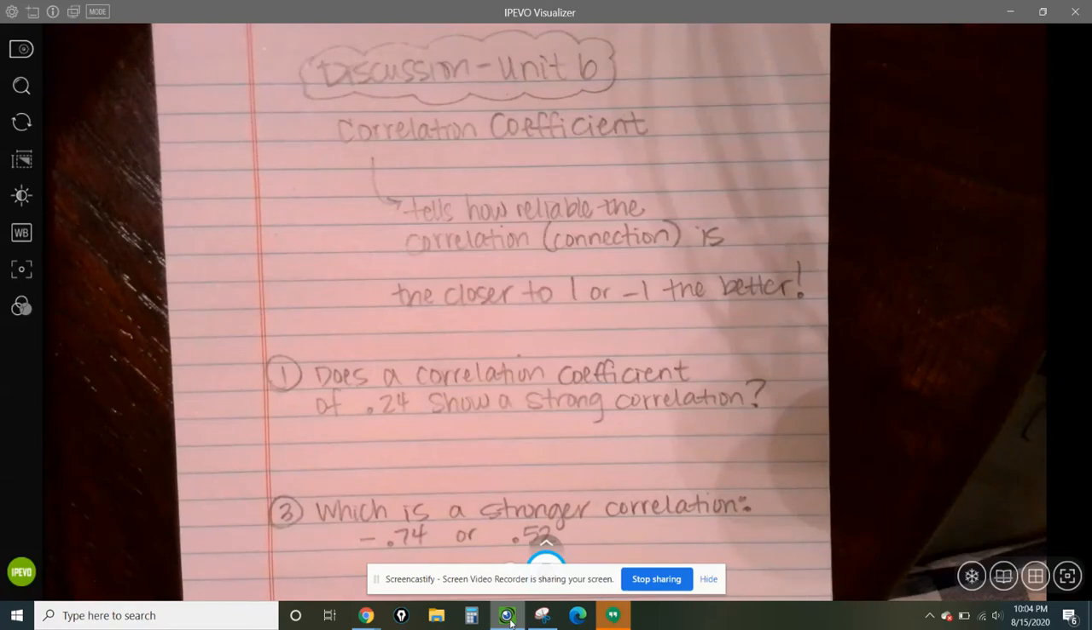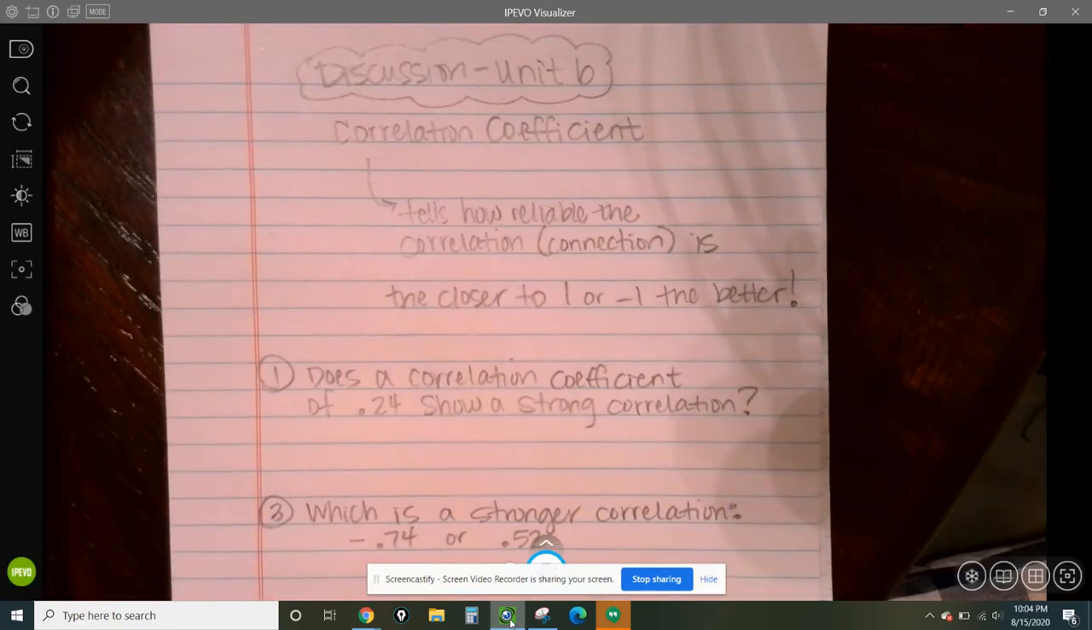Hi guys, this video is to help you with the discussion for Unit 6. So I suggest that you grab a piece of paper right now and do this page of notes with me, and then use that page of notes when you're completing your discussion for Unit 6.